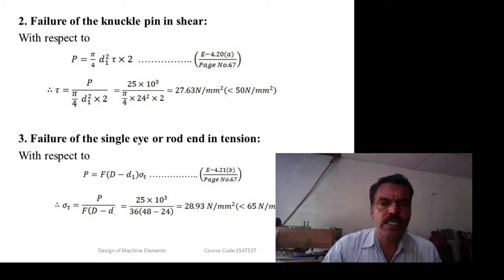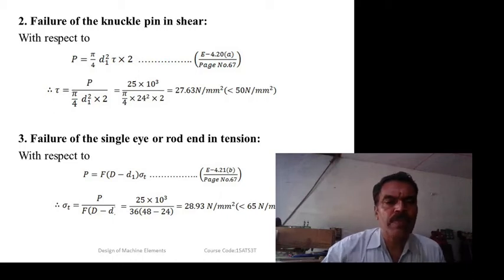So it is about 27.63 Newton per mm square. But actually the permissible value is also given in the problem, that is 50 Newton per mm square. As per our calculation, we calculated the tau value for this pin shear, that is 27.63. So it is less than 50 Newton per mm square, that is, the induced shear stress of the knuckle pin is less than the permissible shear stress. Hence the design is safe in knuckle pin.